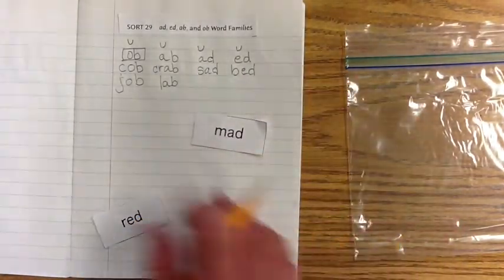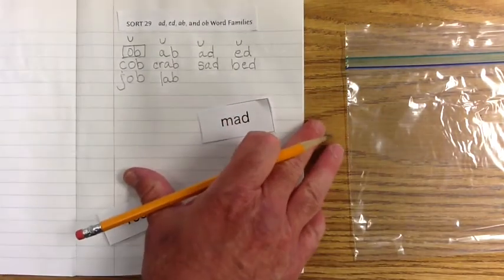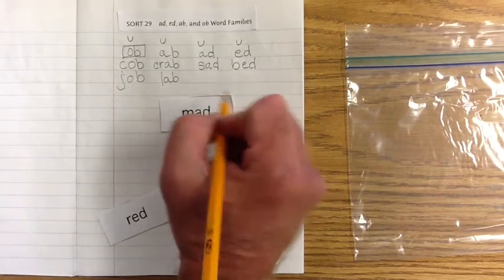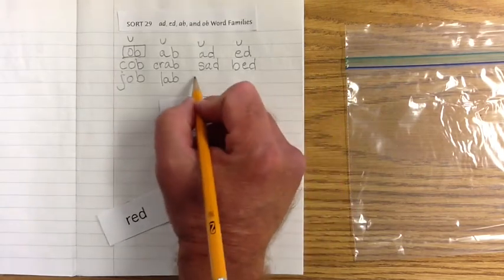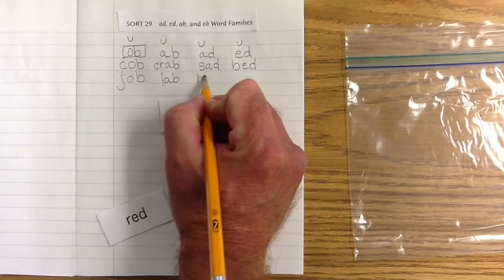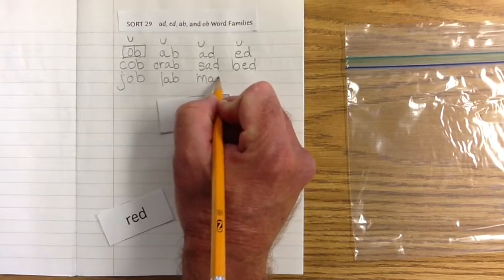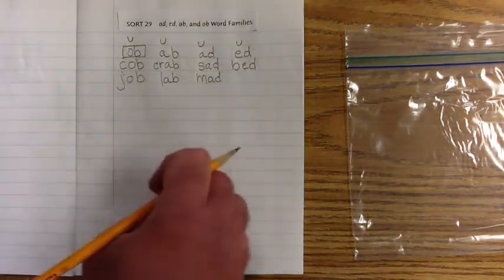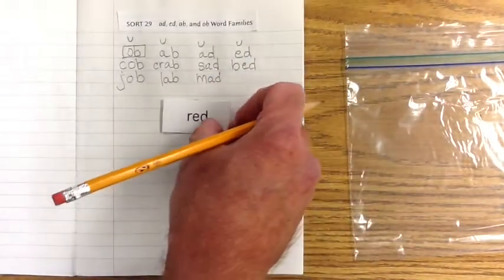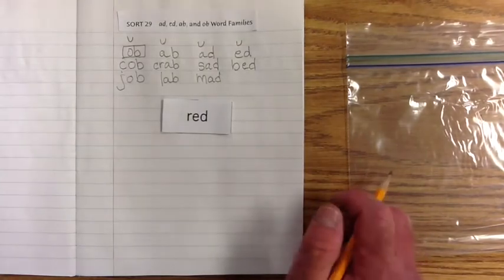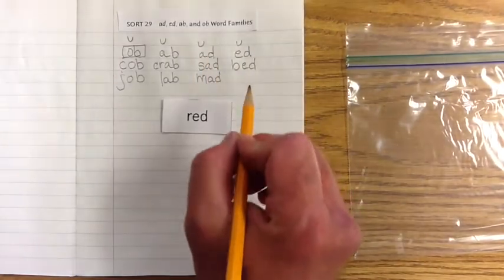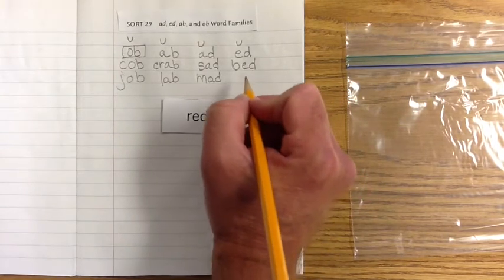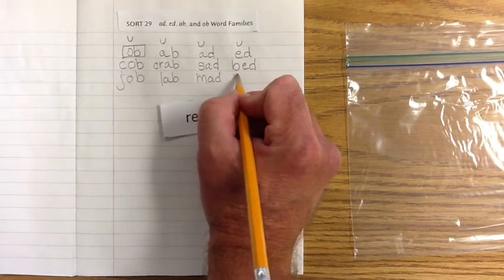Here we have mad. It's AD, so it wouldn't fit under the ED like in bed. It would go under the AD like sad. So let's write mad, and again, let's pronounce it mad. Say it as you write it. We're laying and we're saying. This one obviously is going to go under the ED, and let's make the sound. Red. Red.